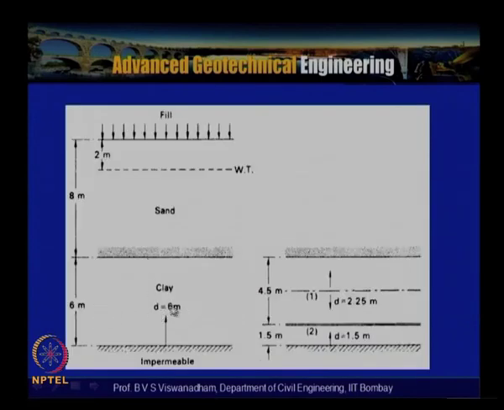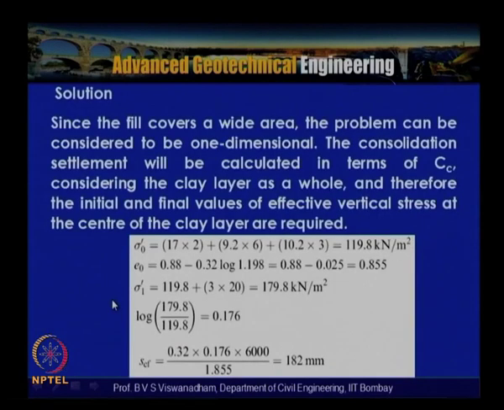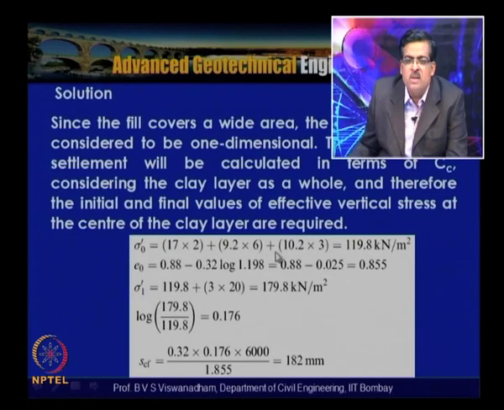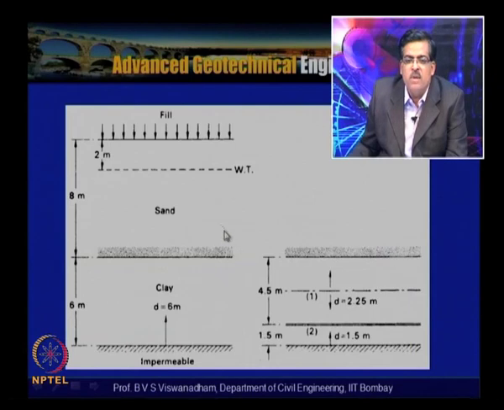We know that the excess pore water pressure dissipated is minimal here. So we calculate sigma naught dash at the center of the clay layer. Sigma naught dash is equal to 17 into 2, that is above the water table, plus 9.2 into 6, plus 10.2 into 3. This is sigma naught dash, taking pore water pressure out of it.